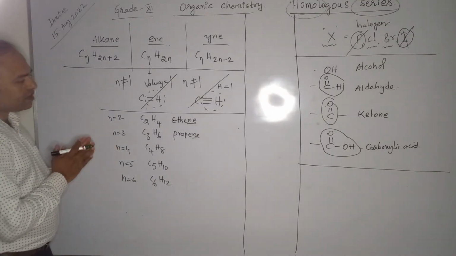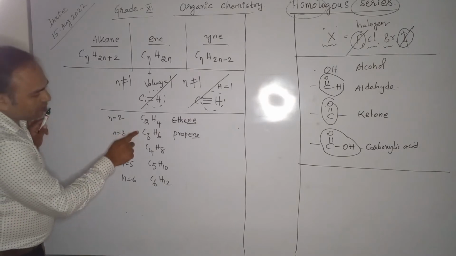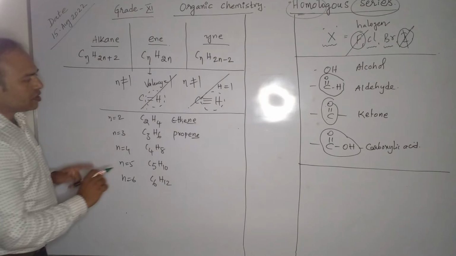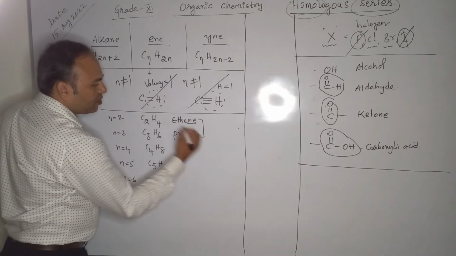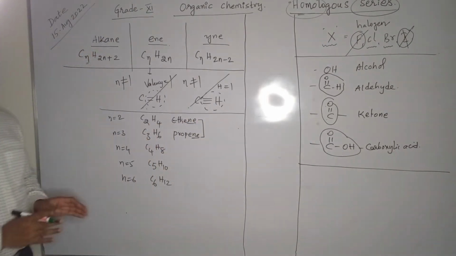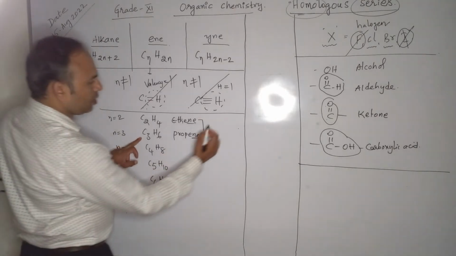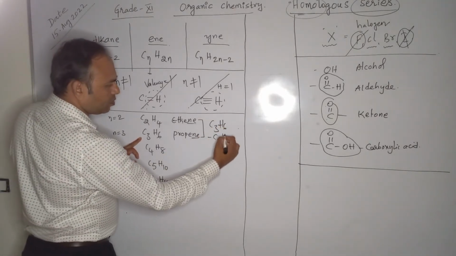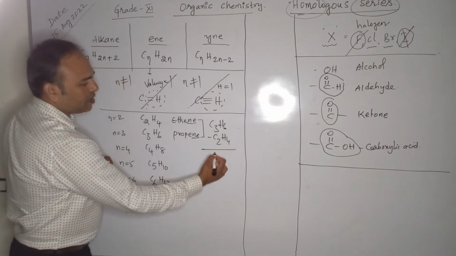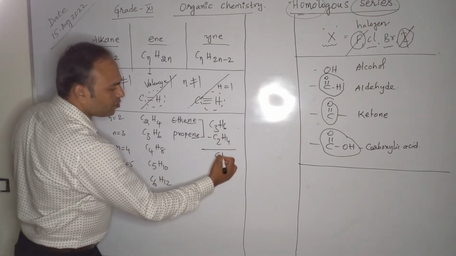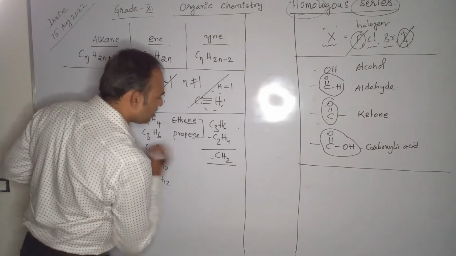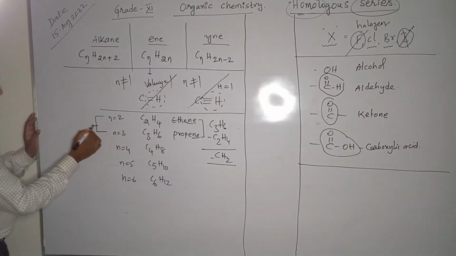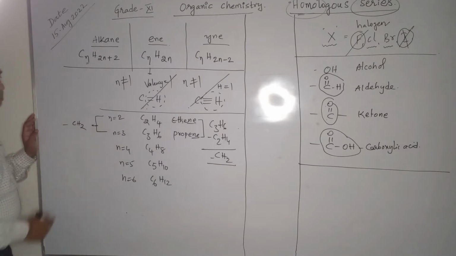What is the homologous series? We have written the carbons in the increasing order of their number. Check out if the difference between successive members is the same or not. C3H6 minus C2H4: 3 minus 2, 1; 6 minus 4 is 2. Once again you got the methylene group. So the difference between these two is CH2.